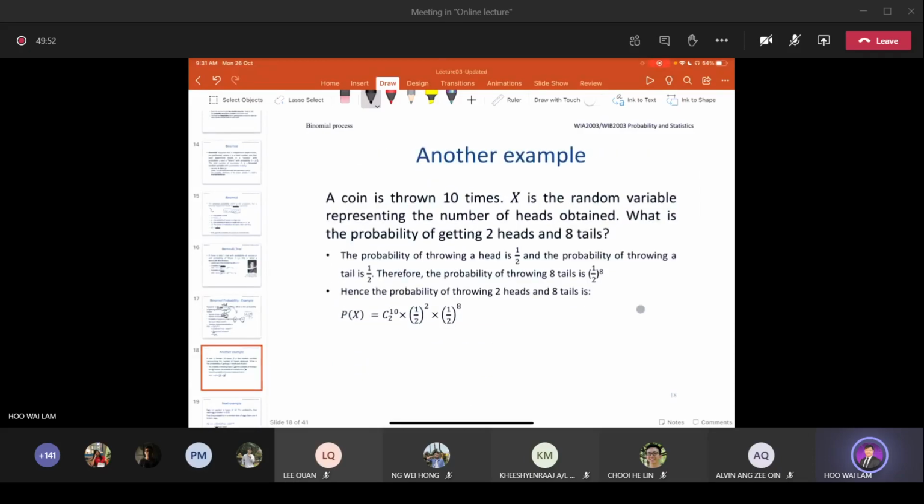Another example. I think for this example, I didn't give you the answer, but hopefully you have tried it. So a coin is thrown 10 times. X is a random variable representing the number of heads obtained. So what's the probability of getting 2 heads and 8 tails? The probability of throwing a head is 1 over 2. How am I able to tell this? It's a fair coin, right? Because I don't really tell you about biased coins, so in general, it's going to be a fair coin. And the probability of throwing a tail is actually 1 over 2 as well. Therefore, the probability of throwing 8 tails is 1 over 2 to the power of 8. Hence, the probability of throwing 2 heads and 8 tails is over here.